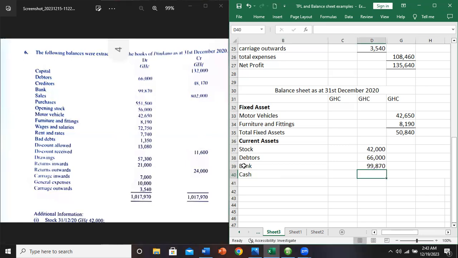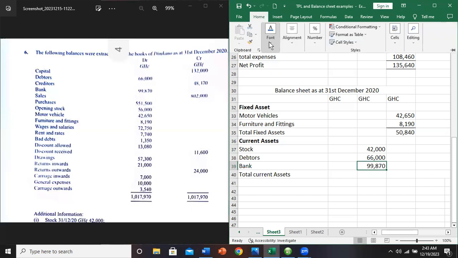So cash, do we even have cash in the question? 1, 2, 3, 4, 5. No, we don't have cash in the question. So these are the only current assets in this question. So let's get the total. So total current assets. So you put that total just under the current assets you have listed, I mean.